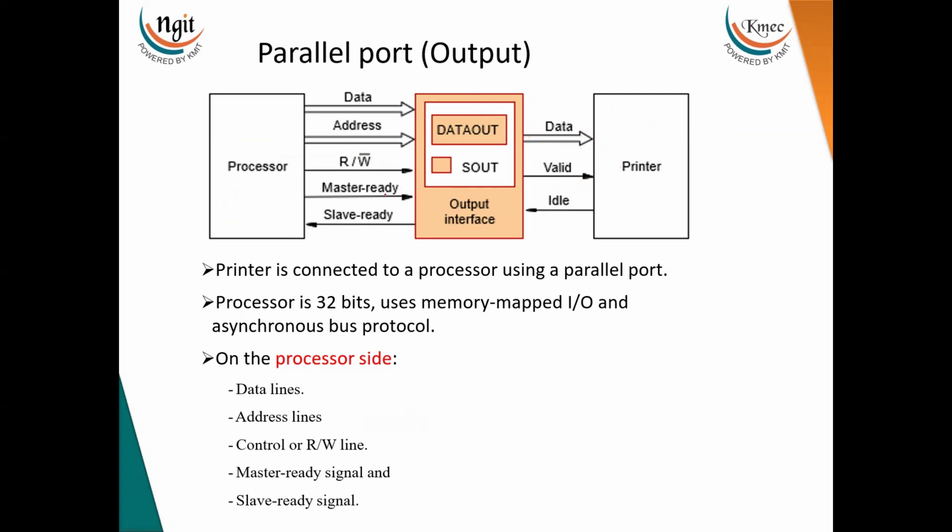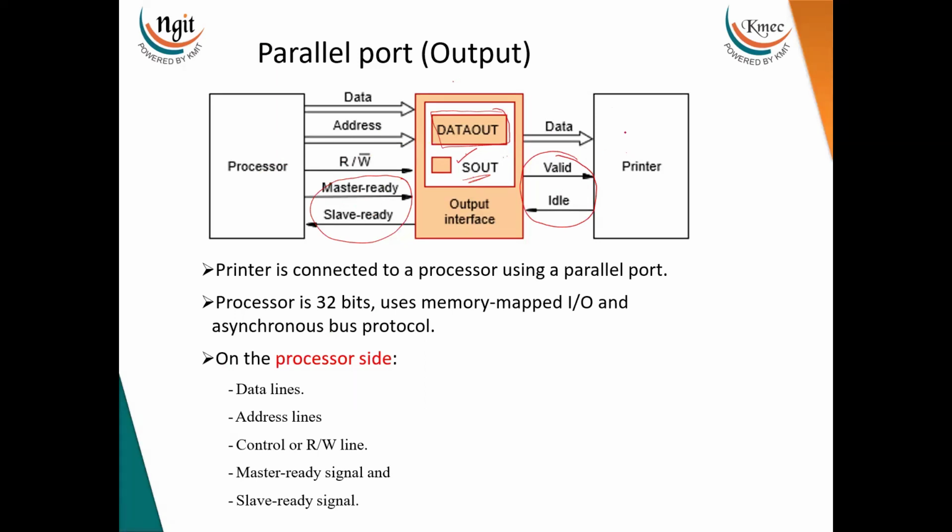Now here asynchronous bus protocol is taking place. That's why master ready, slave ready signals are used. By using these two signals, data transfer takes place between the processor and the interface circuit. And here if you see, this is the interface circuit. In this interface circuit, we have a data out register and also one flag register. In that flag register, one of the bits is the S out bit, status out bit. Now by using the valid and idle bits, the data transfer takes place between the interface and the printer.